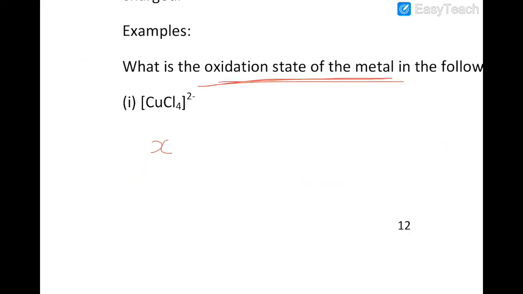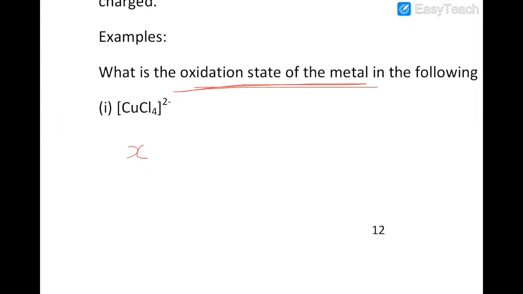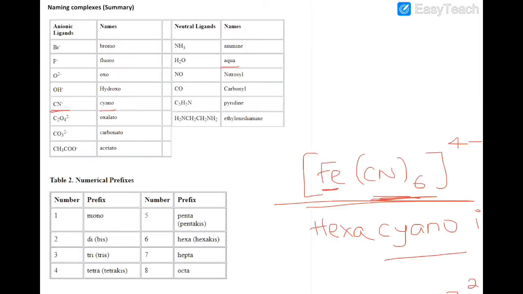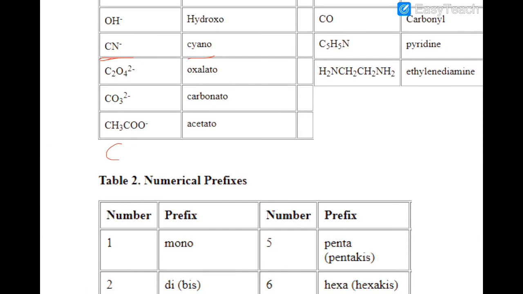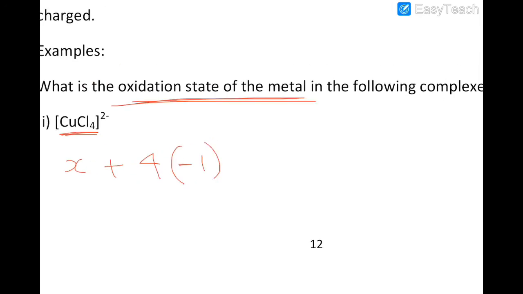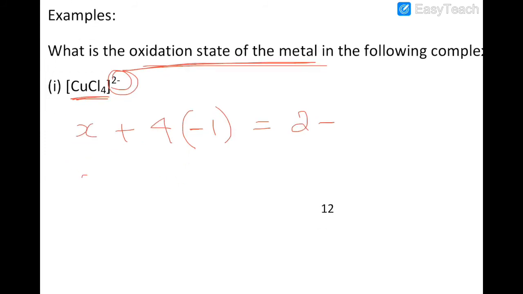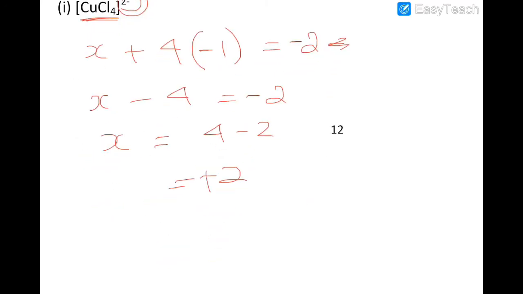Now you need to find the oxidation state of the metal. If you have this complex compound, let's say the oxidation state of copper is X. There are 4 Cl, so 4 times the oxidation state of Cl. Cl is -1, and it's not in the list, so you could add it. Cl is chloro. So Cl-, charge is -1, and when you add everything, it should give you the overall charge of the complex, so 2-. So X minus 4 gives you -2, therefore X would be 4 minus 2, that gives you 2, which means that you have copper in the 2+ oxidation state. Okay.